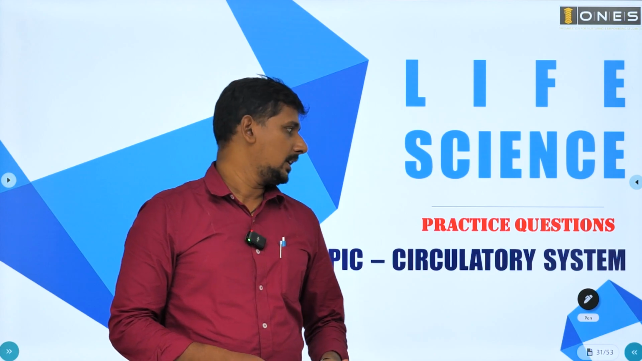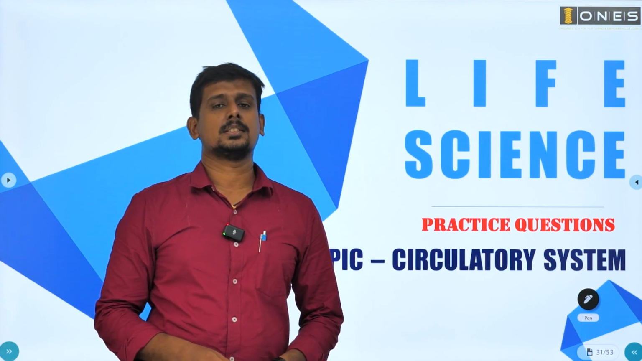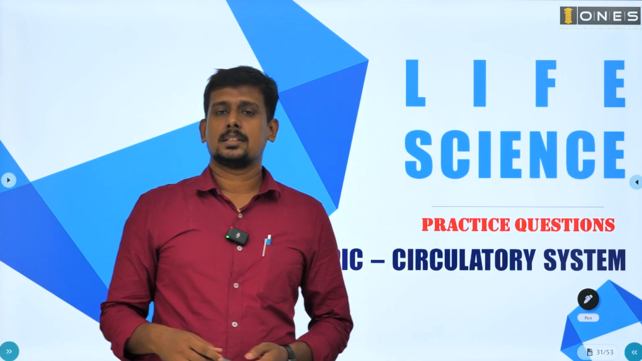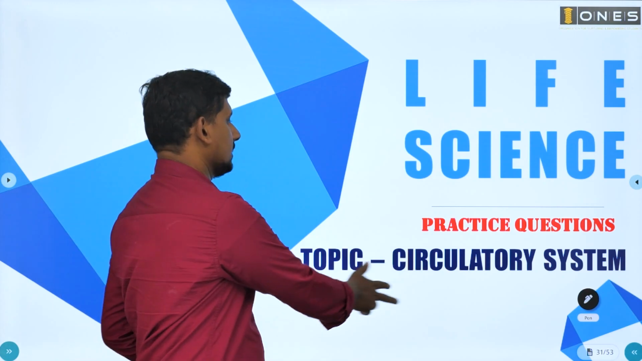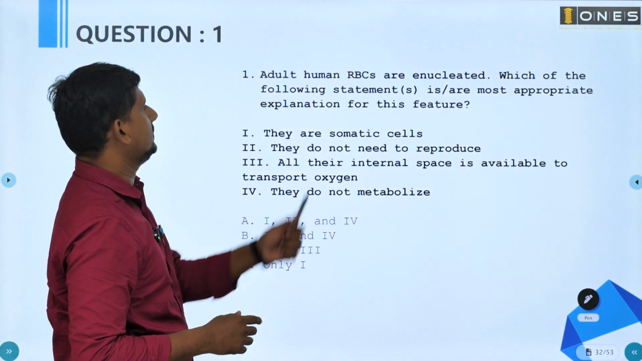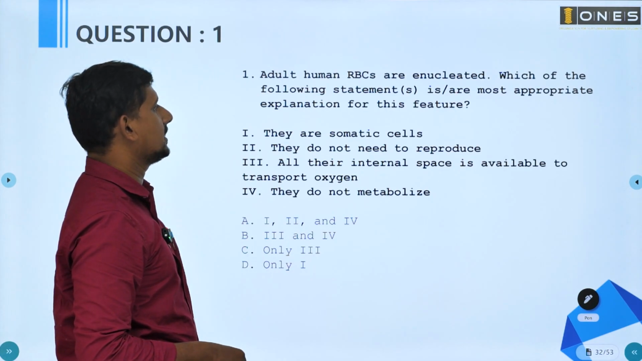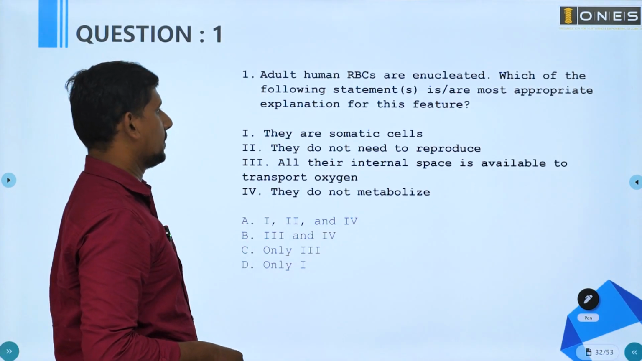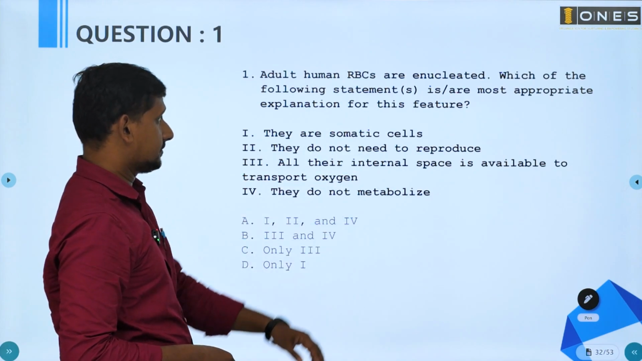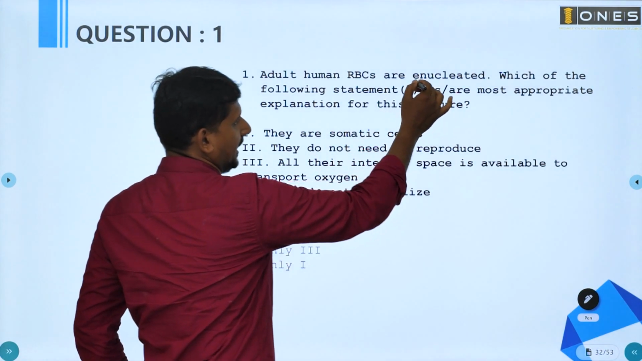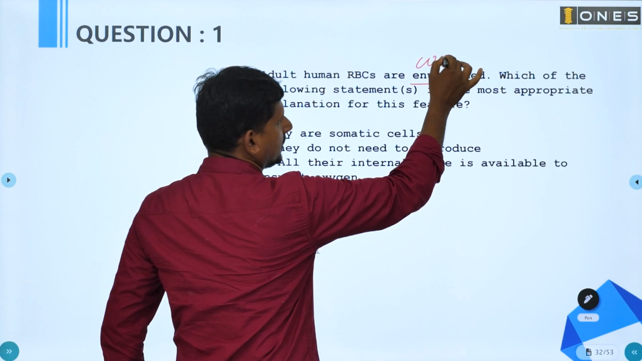We will discuss circulatory system questions. Repeated questions. So let's see to it. First one, adult human RBCs are enucleated. Which of the following statements is most appropriate as an explanation for this feature? Adult human RBCs enucleated means without nucleus.